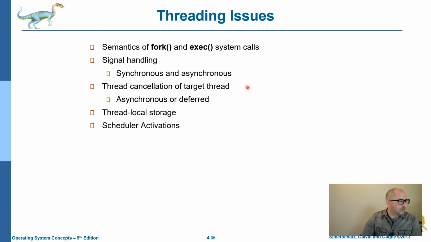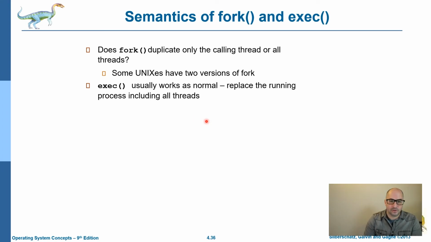Further, when a thread is canceled, how do we handle that thread? That's another issue. So a thread is executing and another thread requests that thread be canceled, be terminated. How do we handle the resources that are associated with that thread when we terminate it? And then there's this concept of thread local storage and what we will do when activating the scheduler. So to the first issue, fork and exec.